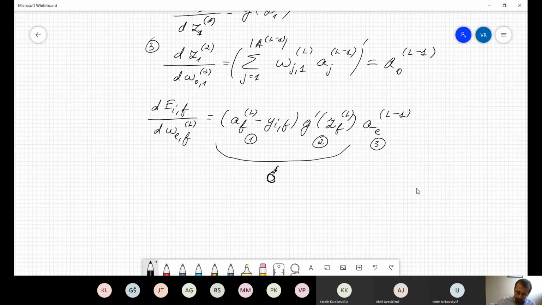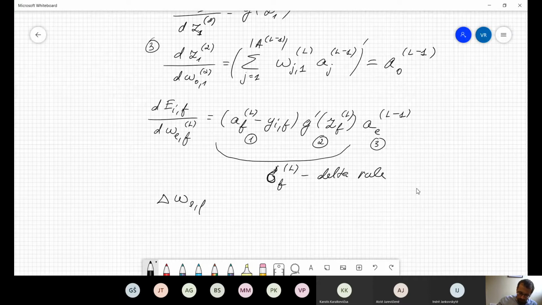And this is a delta of the F's neuron on the L layer, right? So this we will call a delta, and this is usually called a delta rule. So this basically backpropagates the difference which was accumulated by all the inputs on the specific neuron on the specific layer. Okay. So basically our gradient on the final layer becomes W, E, and F.